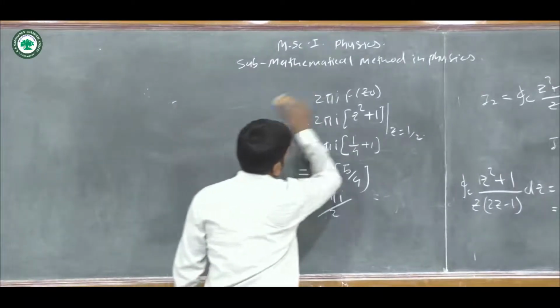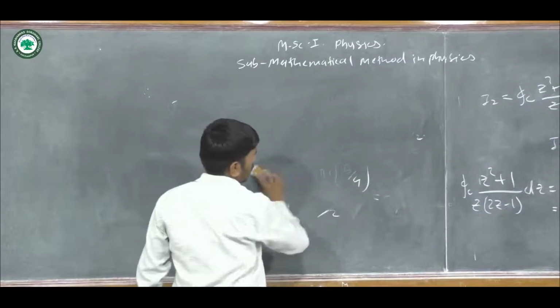Now let's see the Cauchy integral formula for nth derivatives.